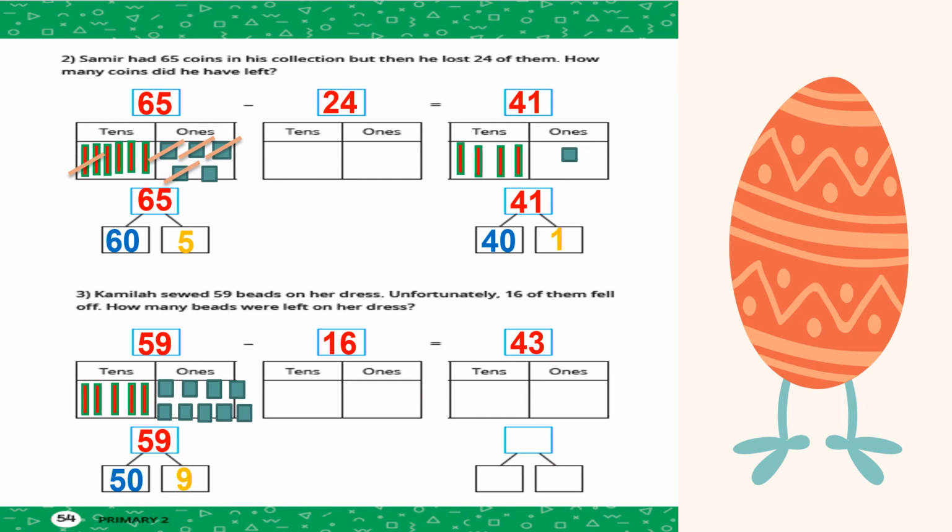59 minus 16. So we will cancel 6 small squares and 1 stick. So the remainder will be 4 sticks and 3 small squares. Let's decompose 43. 40 plus 3.